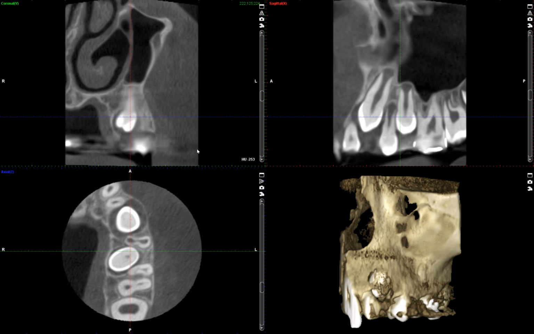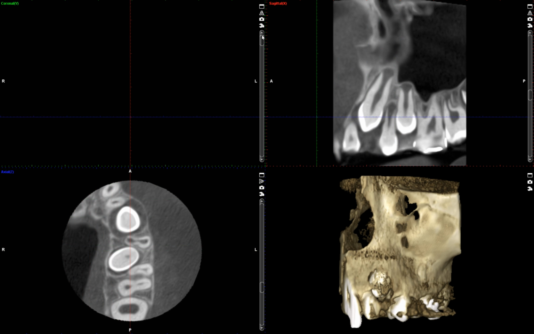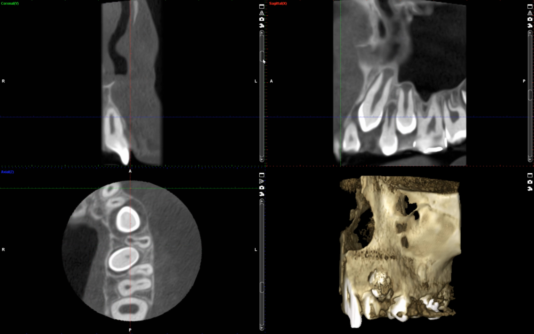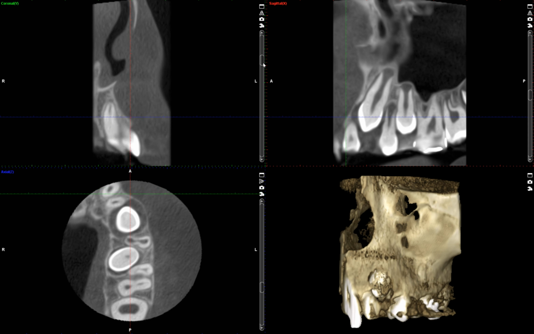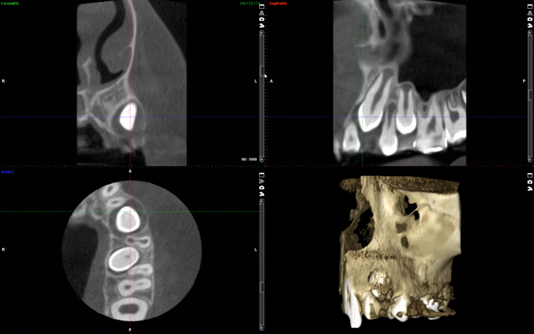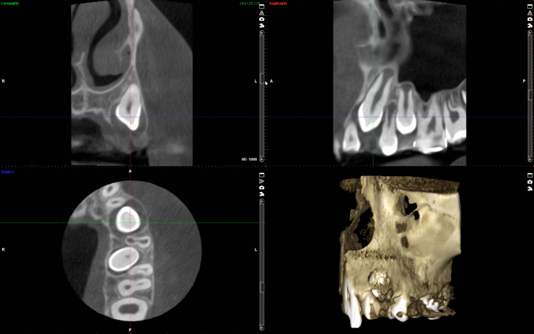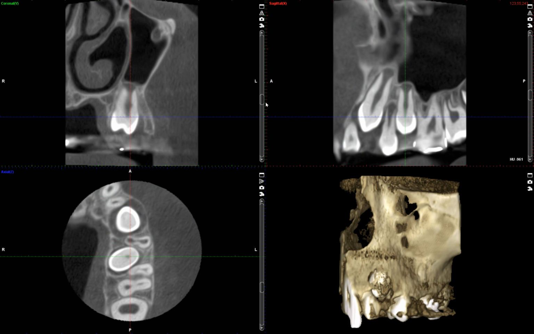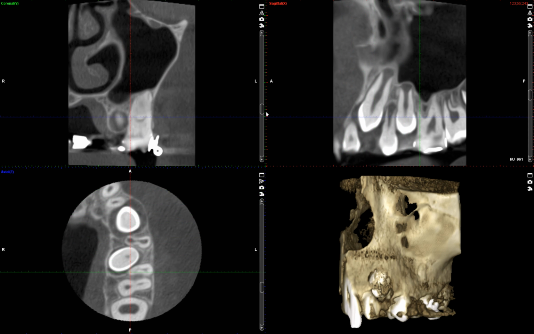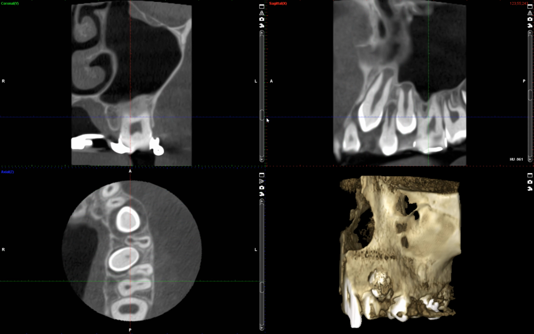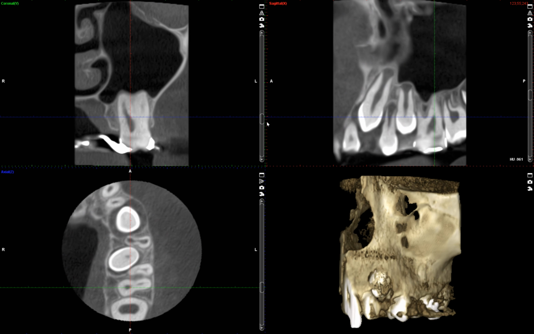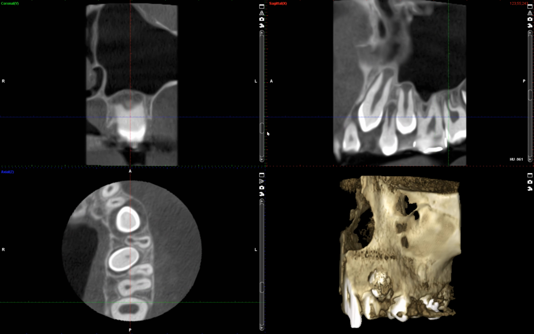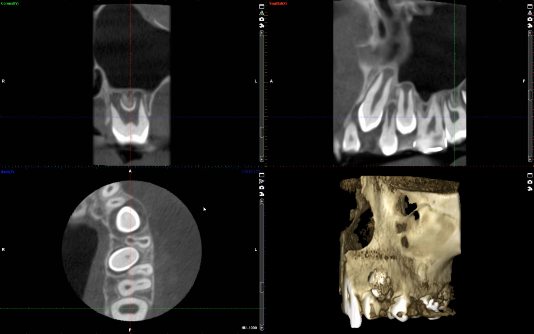Okay, now let's take a look at the axial view. Let me start out from the anterior part of the volume and scroll distally. 9, 10, here's 11, 12, 13, mesiobuccal root of 14, distal buccal and palatal root of 14, and 15.